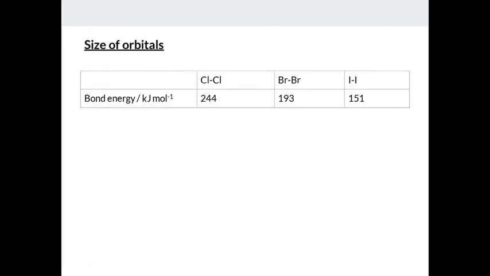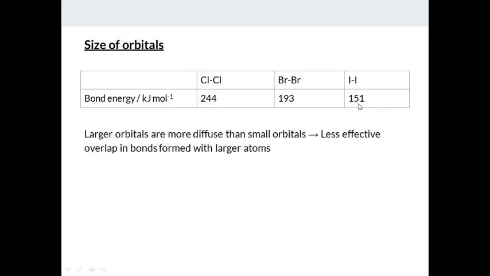So let us now take a look at how size of orbitals affect the strength of the covalent bond. Now we are comparing the Cl-Cl single bond with the Br-Br single bond and the I-I single bond. We note that moving from Cl2 to I2, the strength of the homonuclear bond actually decreases. This is because the size of the valence orbitals used in bonding increases from Cl to I, and larger orbitals are more diffuse, resulting in less effective orbital overlap in the bonds formed with larger atoms.